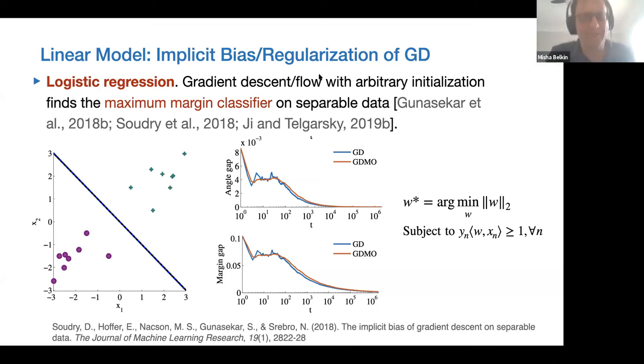Sorry, I'm interrupting again, but it's an interesting distinction between the square loss, where you actually converge at an exponential rate, and this type of logistic loss, where you converge at a log rate. It's extremely different, right, in terms of the speed of convergence.